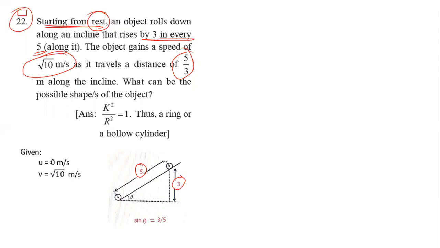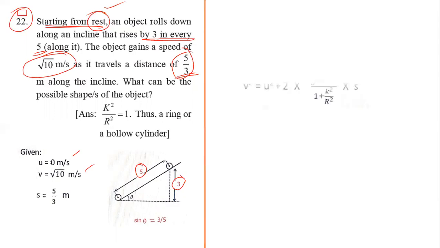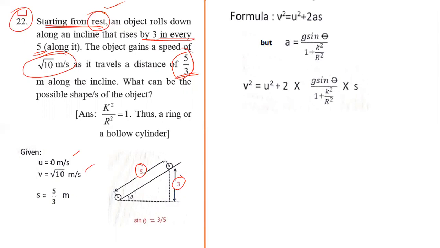Given that initially the object is starting from rest, so initial velocity is 0. This is the final velocity, root 10 meter per second. Displacement is 5 by 3 meter. Now we can use the kinematical equation. By the kinematical equation, v² is equal to u² plus 2as. But in this formula, the acceleration is the rolling acceleration. That formula is g sin θ divided by 1 plus k² by r². So that we have to substitute. So v² is equal to u² plus 2, this is a and this is s.